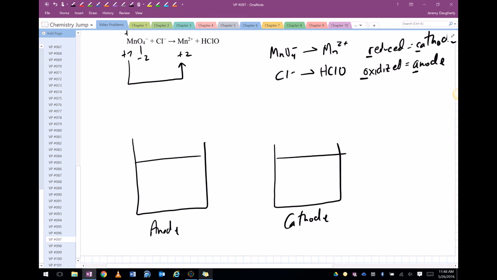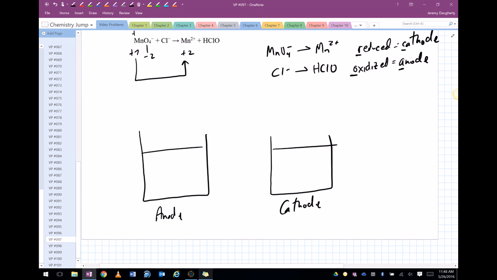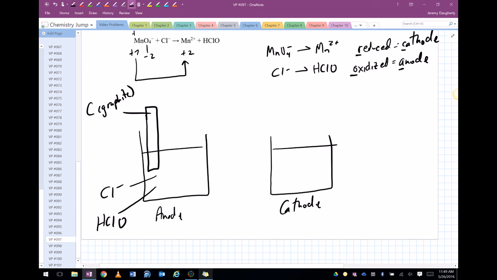So what's in the anode? Well, I've got the chloride solution, and I have HClO. Again, I don't have a solid metal, so in this case I'm going to use carbon graphite. Now look at the cathode. We've got permanganate and manganese, and you might want to go ahead and balance these to see if you need protons in there as well. I'll do it here in a second. Again, no metal, so let's go with carbon graphite.